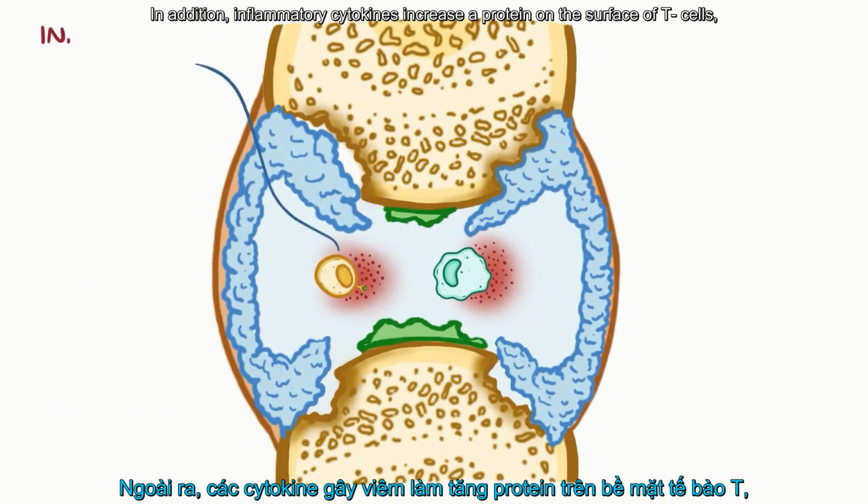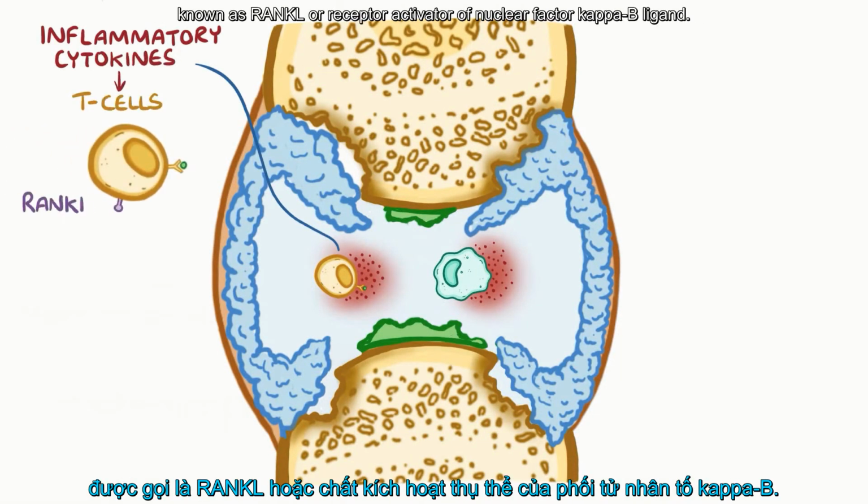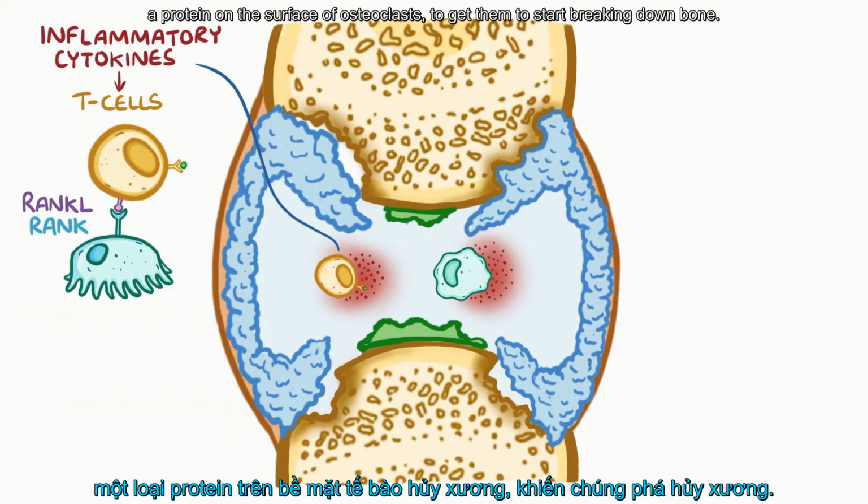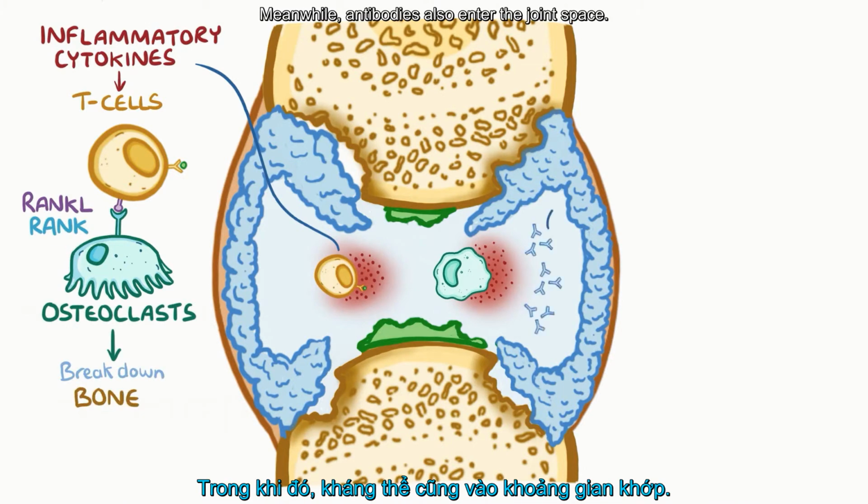In addition, inflammatory cytokines increase a protein on the surface of T cells known as RANKL, or receptor activator of nuclear factor kappa B ligand. RANKL allows T cells to bind RANK, a protein on the surface of osteoclasts, to get them to start breaking down bone. Meanwhile, antibodies also enter the joint space.